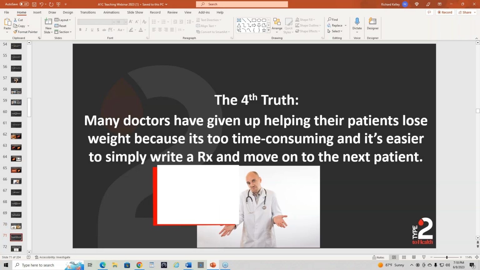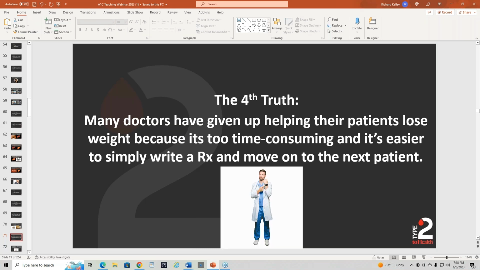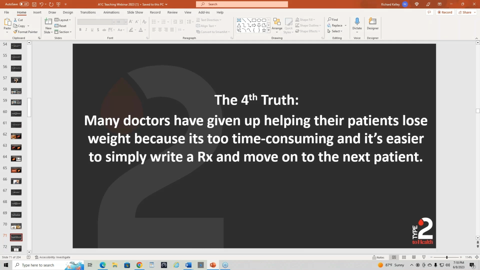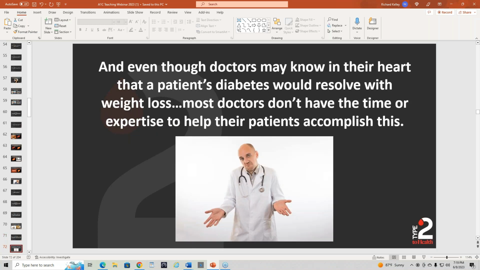The fourth truth is that many doctors have simply given up helping their patients lose weight because it's too time consuming and it's easier to write a prescription and move on to the next patient. Doctors are busy. Their intentions are good. I believe overall, the majority of doctors who are treating patients have the best of intentions for their patients and they want the best. And they don't like the fact that they're as busy as they are and that they have to practice that way. But that is the way that it is in so many practices. So even though doctors may know in their heart that a patient's diabetes would resolve with weight loss, most doctors don't have the time or the expertise to help their patients accomplish this.